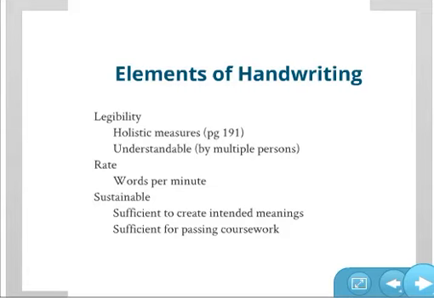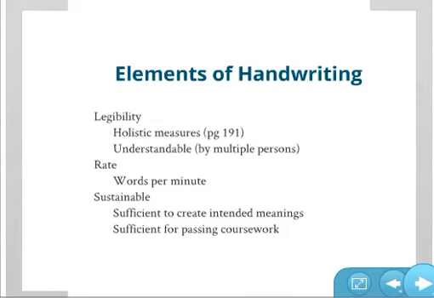Legibility, there are holistic measures of legibility, and the page number listed there is for a book by Dr. Nancy Mather. But there are a range of holistic measures. In general, with the samples we looked at, if you can give it to other people and have them rate the piece on a range of characteristics, right? And there is also the issue of just general understandability. You can hand a piece of writing to multiple people just to see if they're able to read it and understand it.